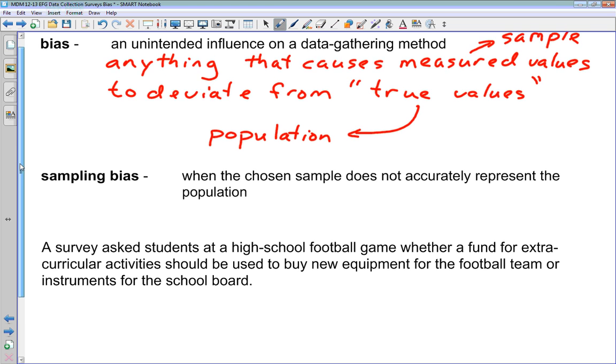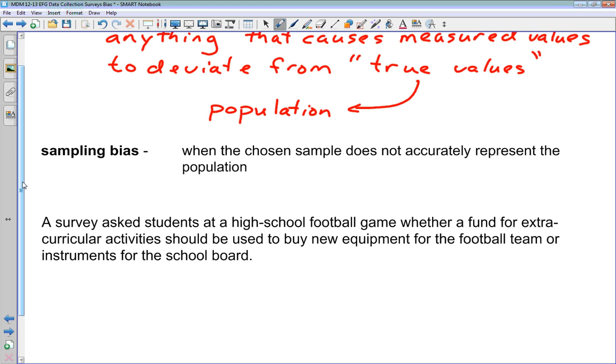So let's take a look at a few specific kinds here. Here's one, sampling bias. Sampling bias occurs when the chosen sample does not accurately represent the entire population. So let's take a look at an example here, and we'll discuss why there might be sampling bias in here. A survey asked students at a high school football game whether a fund for extracurricular activities should be used to buy new equipment for the football team or instruments for the school board. It says school board. I should really change that to be the school band. I'm not sure why the school board wants new instruments. So there is sampling bias occurring in this example.